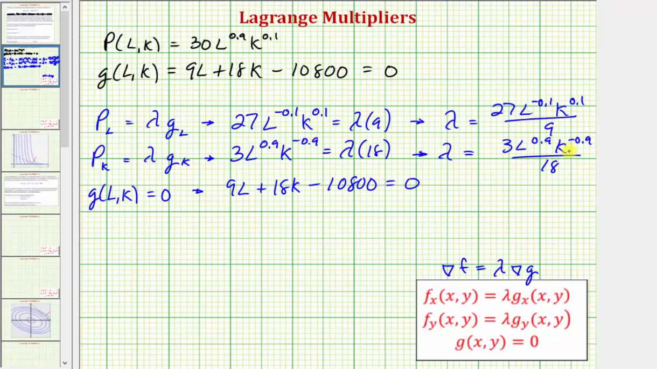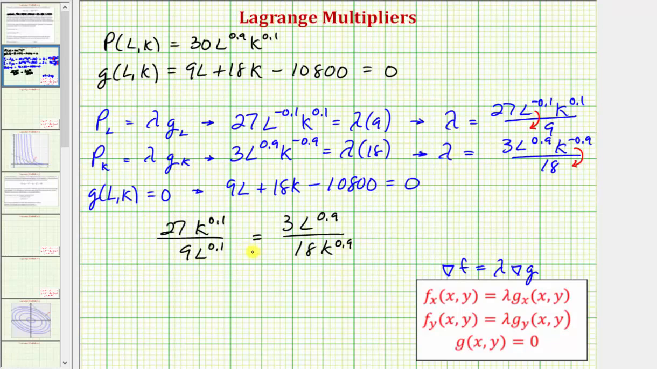When we do this though, let's make the exponents positive, so we'll move L to the negative 0.1 down to the denominator, as well as K to the negative 0.9. So this would give us the equation 27 k to the 0.1 over, we still have a 9, and then we'd have L to the positive 0.1 equals, here we'd have 3 L to the 0.9 divided by 18, and then we'd have k to the positive 0.9. Again, this is true because both of these are equal to lambda.